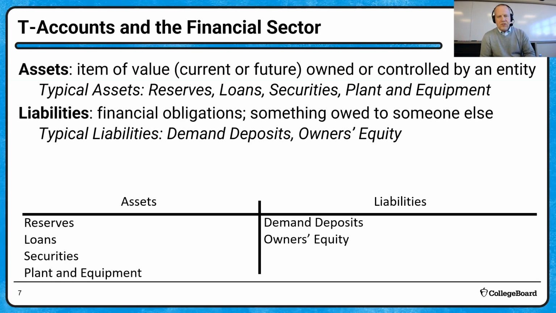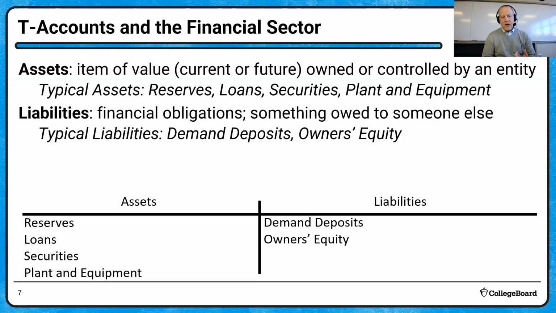Assets, the left-hand side of the T account, as you look at it, represent items of value which are owned or controlled by whatever entity this T account represents. So in the context of AP Macro, we are looking strictly at bank T accounts. So when you look at the left-hand side of a T account, these are the items of value owned by the bank, controlled by the bank, which the bank is going to use to try to increase the overall value of that entity of the bank.